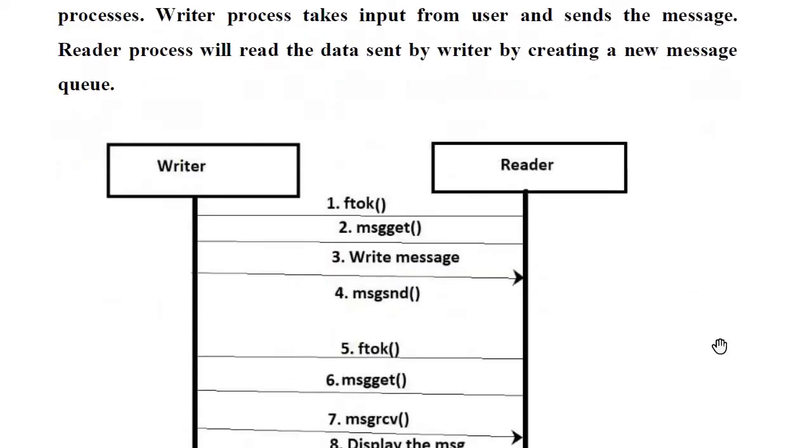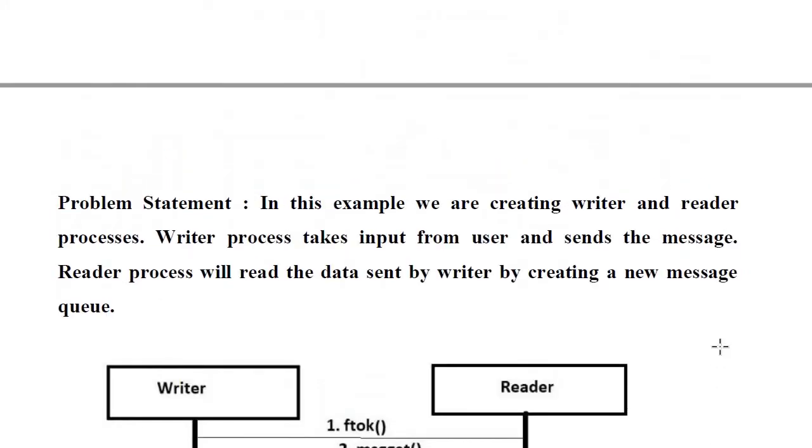Let us take a problem statement now and use these system calls for message passing, in this case for a message queue. In this example, we are creating a writer and a reader process. The writer process takes the input from the user and sends the message. The reader process will read the data sent by the writer process by creating the new message queue.